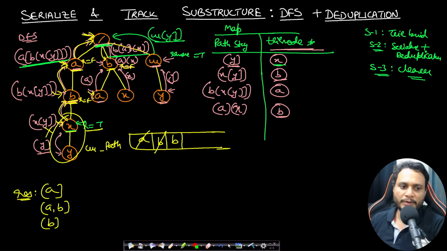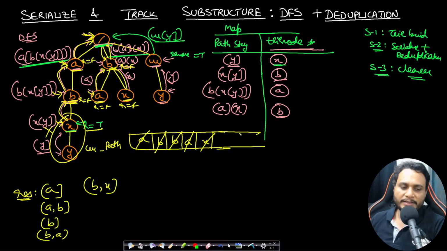Okay, from B you go to A. Here also the remove value will be false, A will be pushed, and BA is a new path, B comma A. Then you will be backtracking, so pop A, and from B you will be going to X, so push X. Now your path is BX because the remove value is false here. Now you backtrack from X, backtrack from B. Now the list is empty.